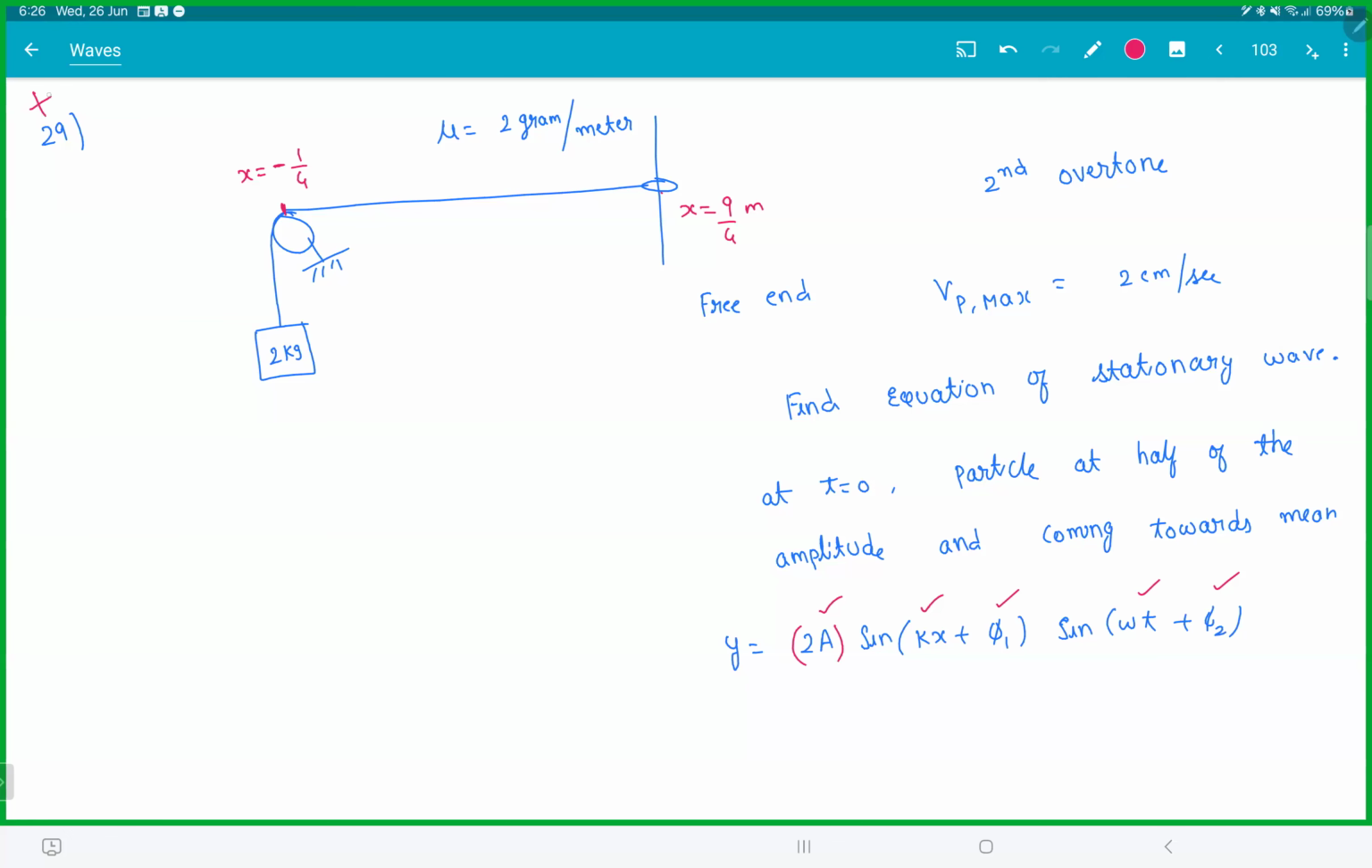It's a pretty good question, right? This combines the wave equation and the sonometer and the free end and everything. Let's give it a try.